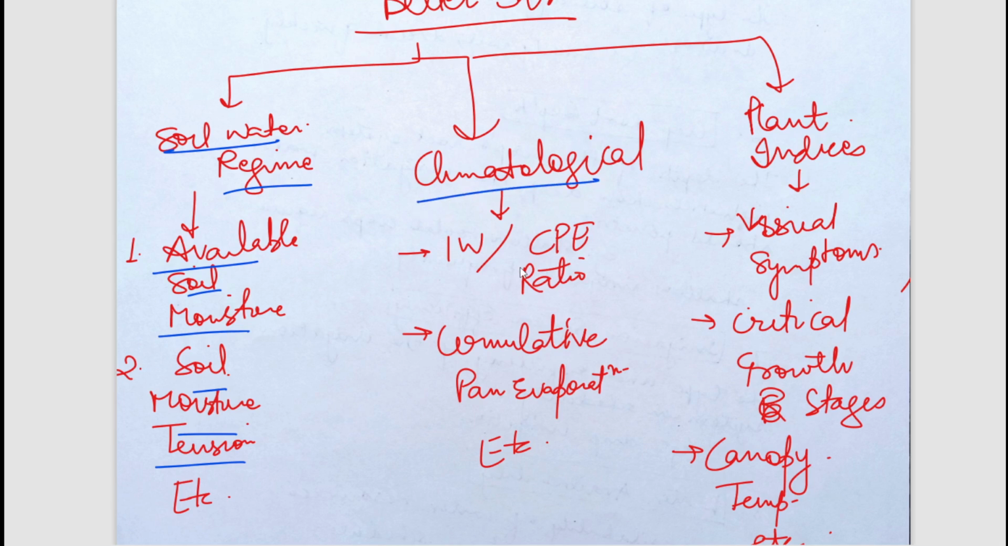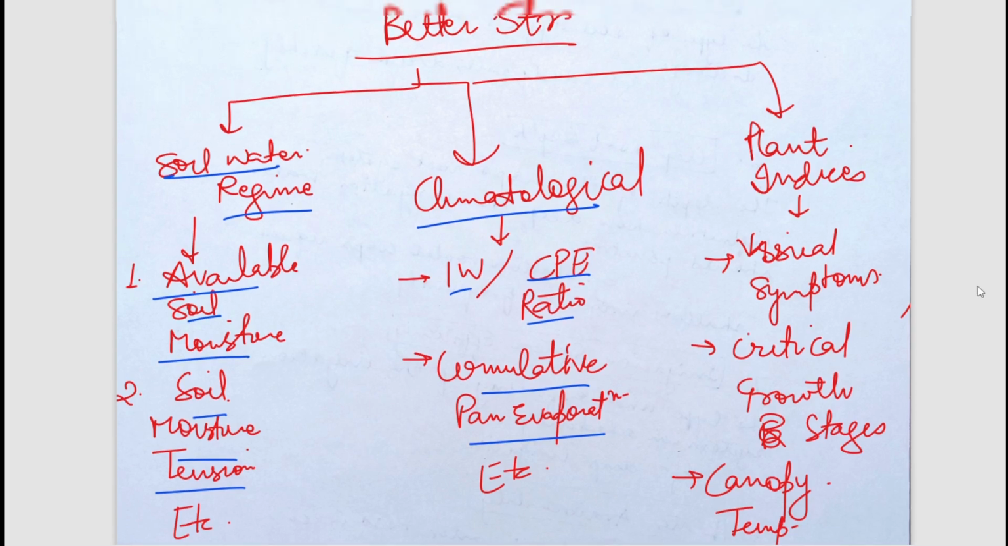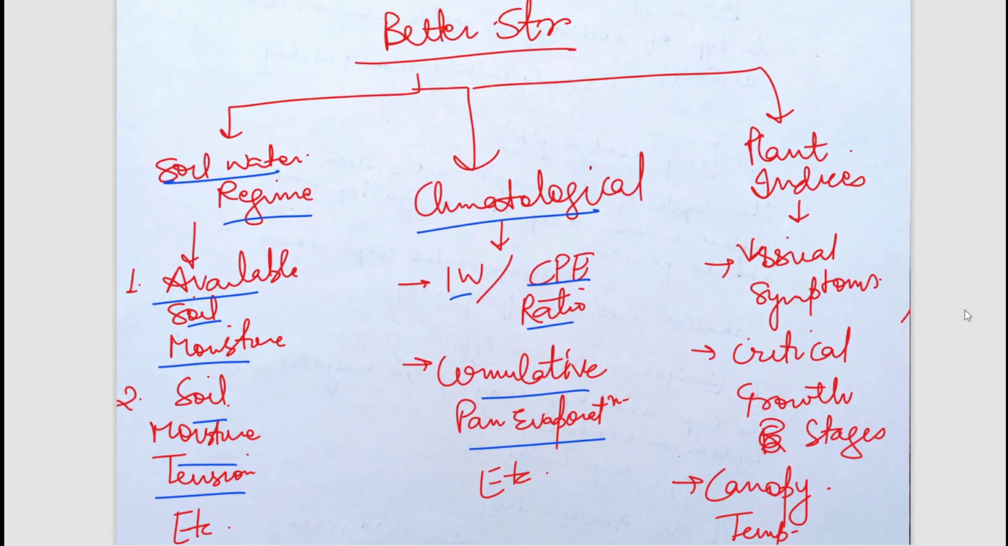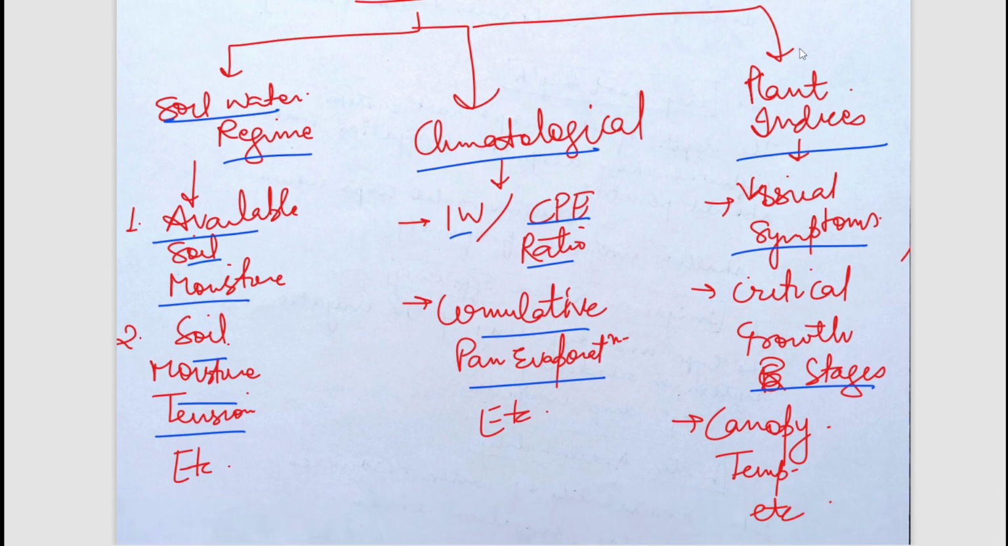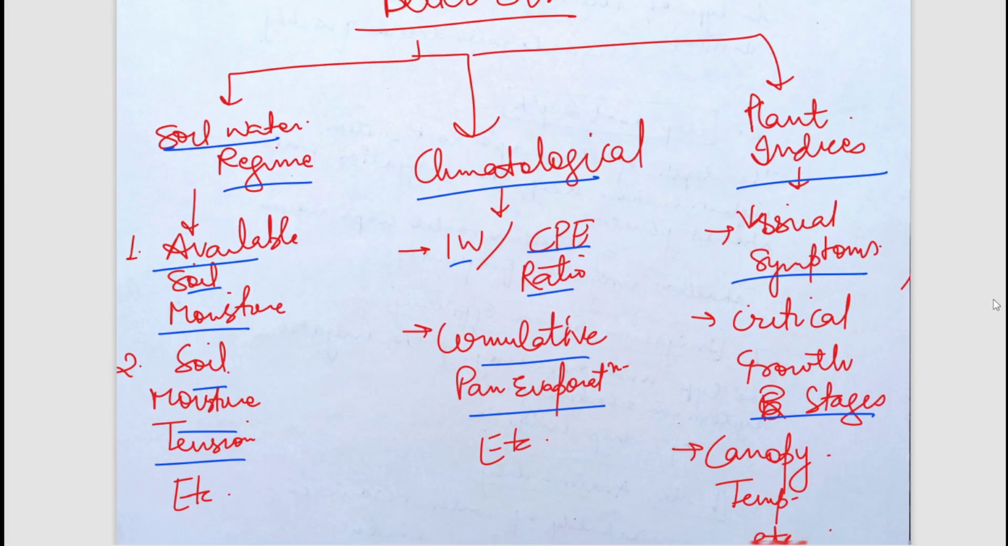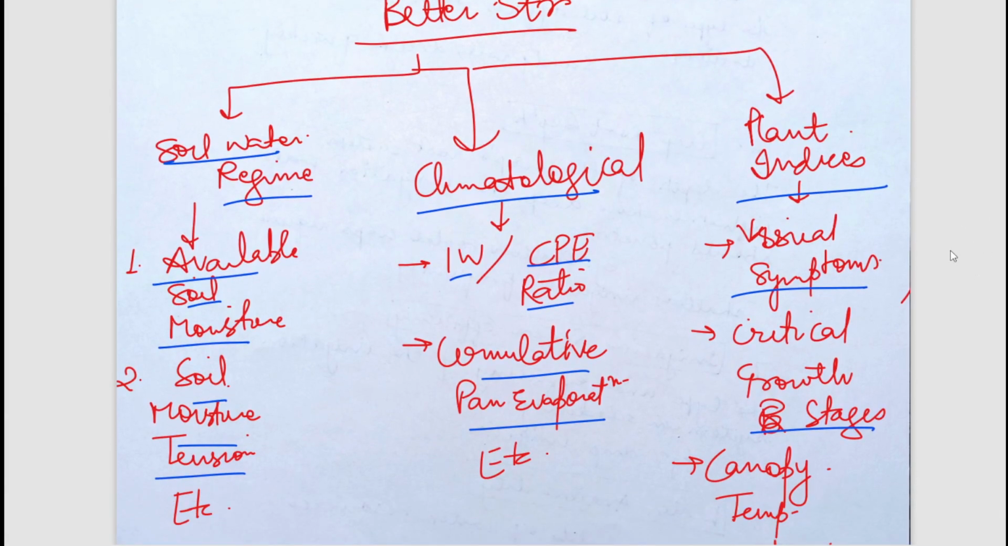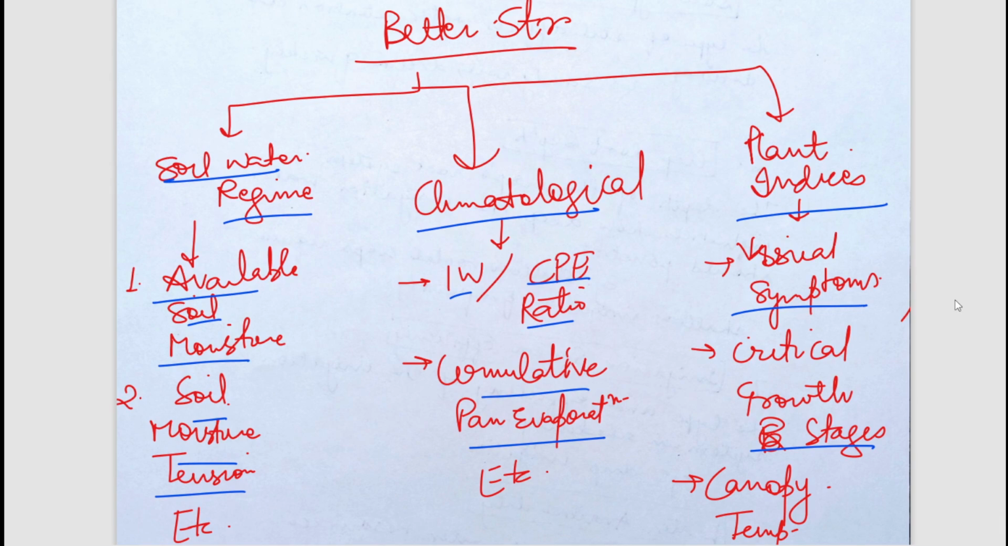Then the climatological approach, that is IW/CPE ratio, cumulative pan evaporation, which the students have also mentioned, but I have just written it as a better structure, which should be followed by writing these major points and adding points under them. Then plant indices, such as visual symptoms, critical growth stages, etc., can be written under this major point. So this is how this answer should be better structured. Obviously, the student has written a fair answer, but this could be better structured by doing this.